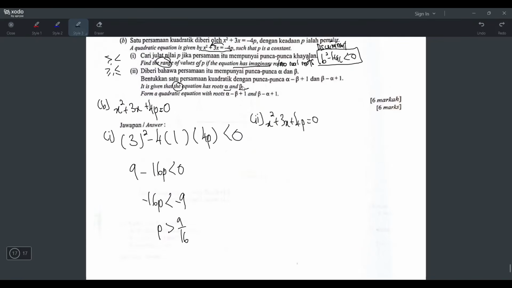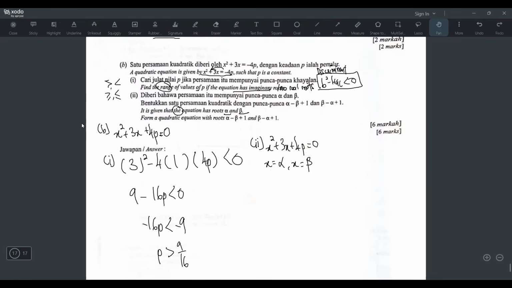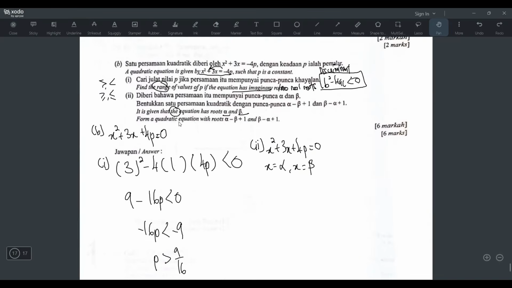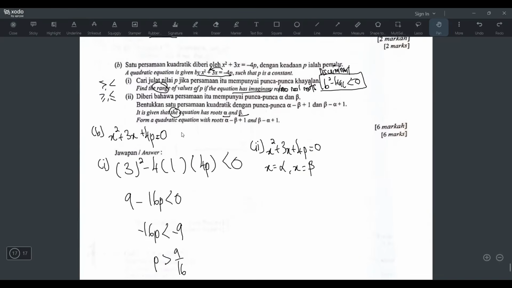They say the roots are alpha and beta. Roots means the solution, in other words, the x. So x is alpha and x is beta. Then they say form a quadratic equation with roots alpha minus beta plus 1 and beta minus alpha plus 1. This one confirm you have to use the SOPOR method. When you see the word roots in the question, and they never mention two different roots, two equal roots or no roots, you will do the SOPOR method. Also they say form equation, so you must use the SOPOR method.